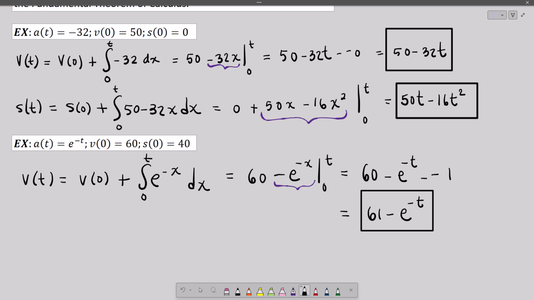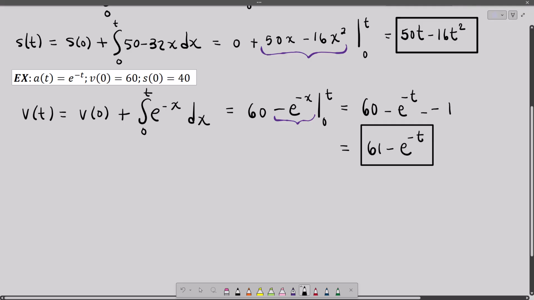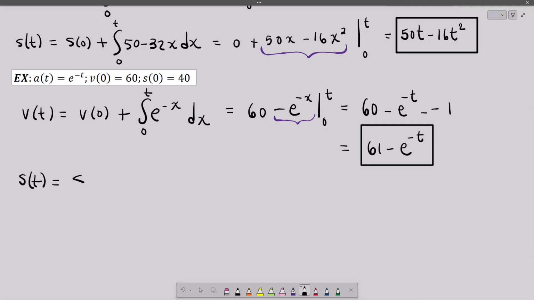Very easy to get tangled up there. Okay, so let's now find the position as a function of t. So the future position, you're imagining t being in the future, is the initial position plus the change in position, aka displacement. So 0 to t, we integrate velocity.